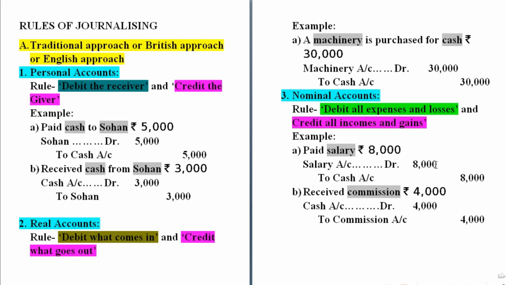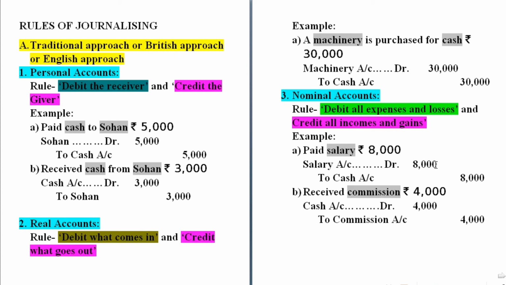So it is not important that in one sentence or in one transaction both the affected accounts will belong to the same account. One can belong to personal and the other nominal, one can belong to real and the other personal, one can belong to nominal and the other real, and so on. After locating what account it belongs to, you can follow the rule and debit or credit the particular account.